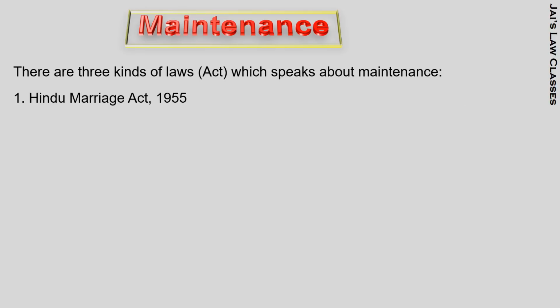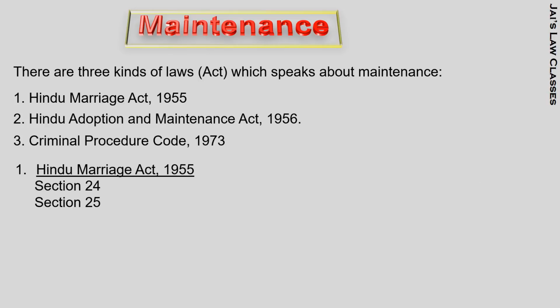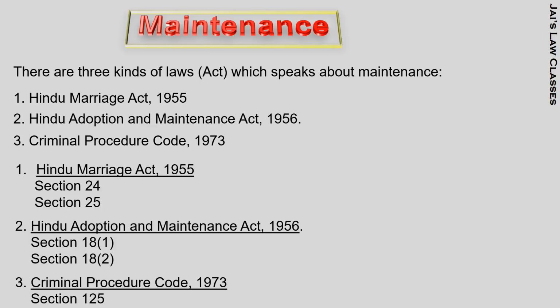They are: Number 1, Hindu Marriage Act 1955. Number 2, Hindu Adoption and Maintenance Act 1956. Number 3, Criminal Procedure Code 1973, which we are already covering. Let's cover the first one, Hindu Marriage Act 1955. The maintenance is given under section 24 and under section 25. In Hindu Adoption and Maintenance Act 1956, maintenance has been covered under section 18, subsection 1 and subsection 2 of section 18. And in Criminal Procedure Code 1973, we all know sections 125 to 128 deal with maintenance.